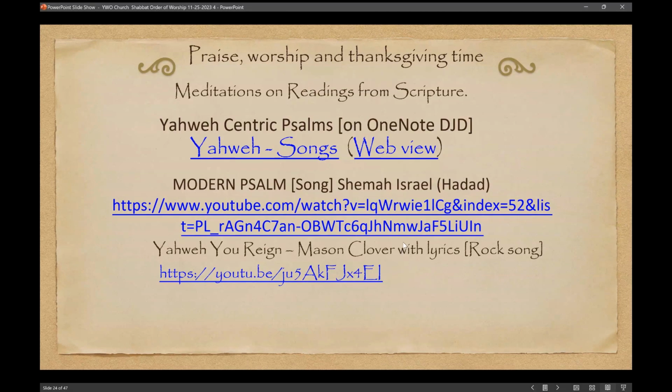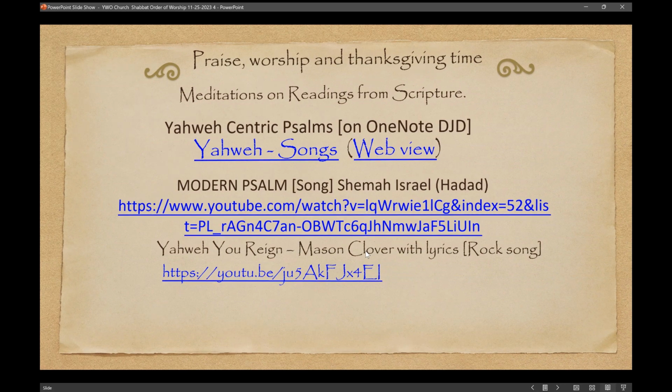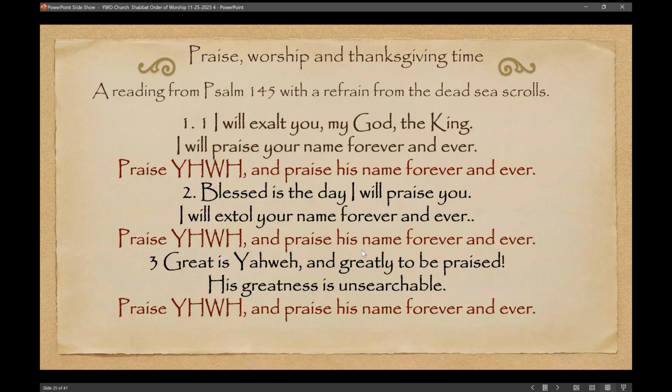And then we sort of have a little library back here. If you're interested in it, you find some Yahweh-centric psalms. You'll find a contemporary psalm, Shema Israel by Hadad. If you want a little bit of a rock song, you have Yahweh You Reign by Mason Clover. And then we get down to praise and worship. So we basically come to here next.